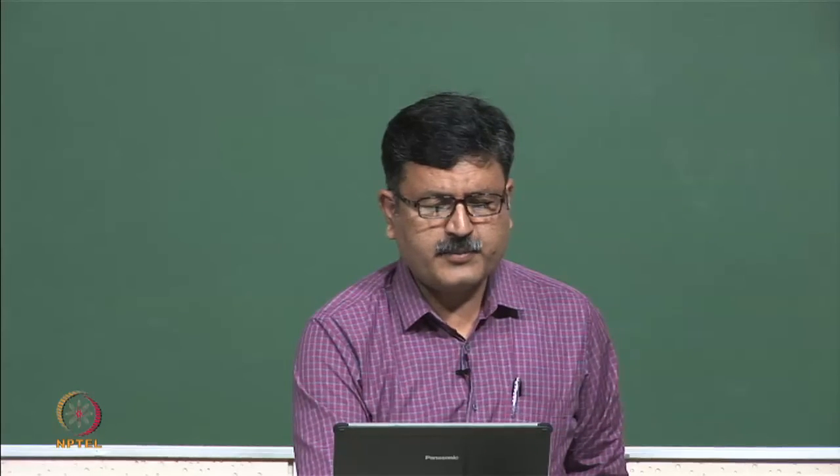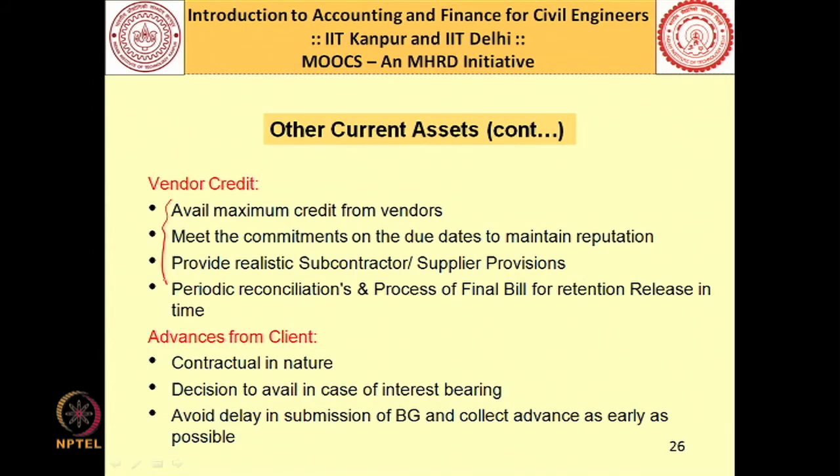Then you also try to avail maximum credit from vendors. Say you are getting some materials from some vendors, so you tell them, okay, you give me 4 weeks of credit. That means you give me the material today and I will pay you after 4 weeks or after 6 weeks, right. Then meet the commitments on the due dates, otherwise from next time those vendors will not be extending you the credits. Then provide realistic subcontractor and supplier provisions. You have to periodically reconcile and you have to make sure your final bill and retention are released in time.